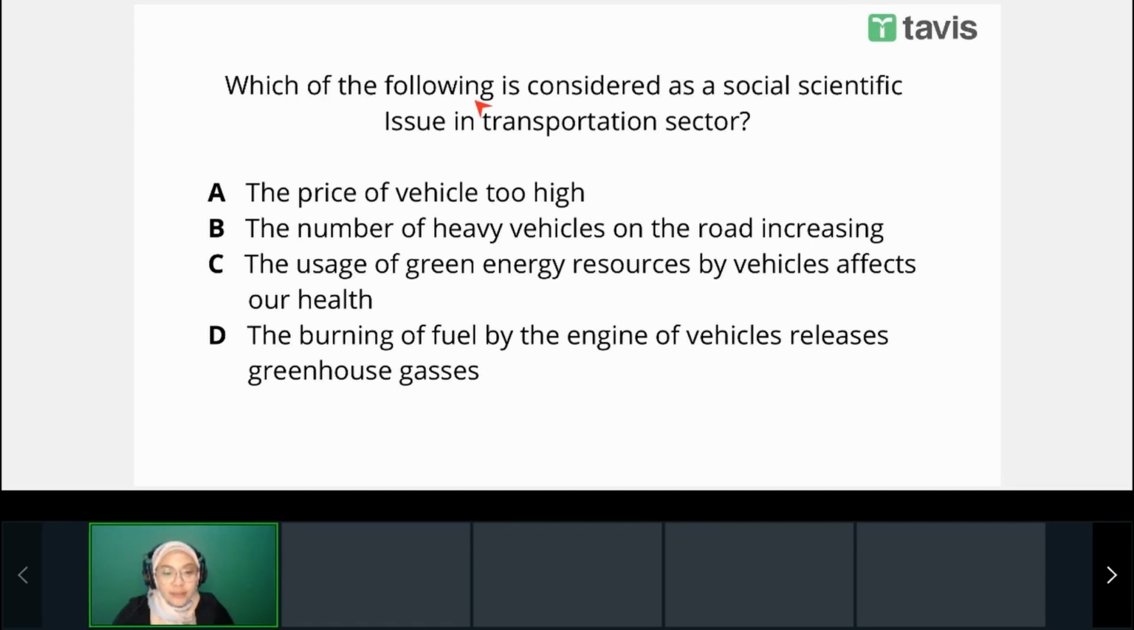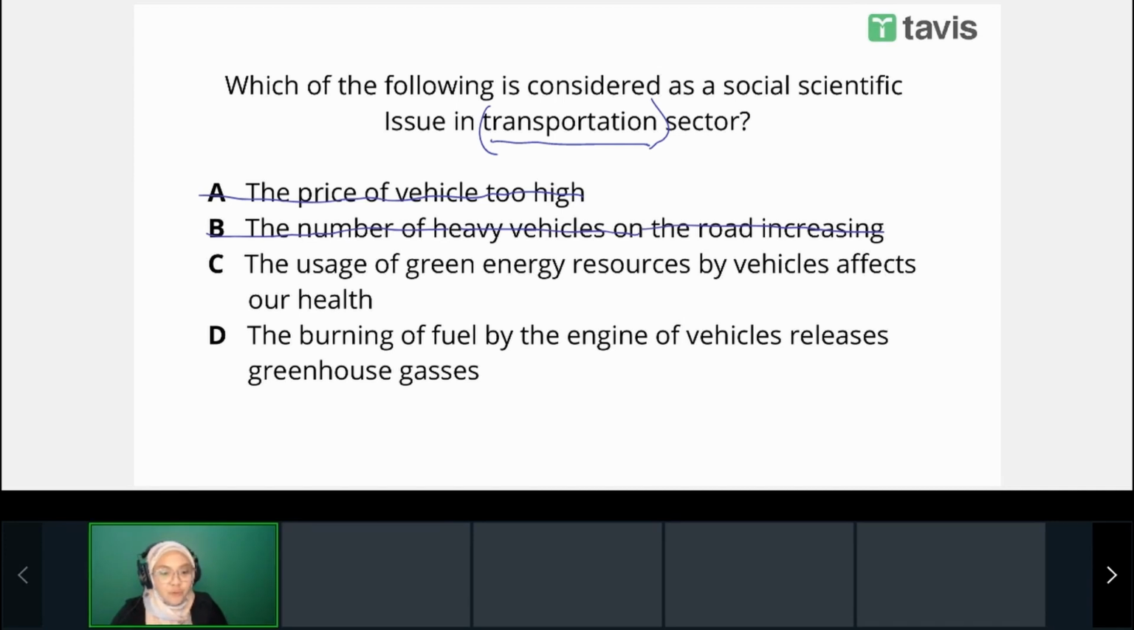Which of the following is considered a socio-scientific issue in the transportation sector? In the transportation sector, the issue is mainly about the emission of carbon dioxide. Okay, let's see. The price of vehicles is too high. Oh no, this has nothing to do with the emission of carbon dioxide. Or the number of heavy vehicles on the road increasing. This is the issue of traffic jams, not a socio-scientific issue.